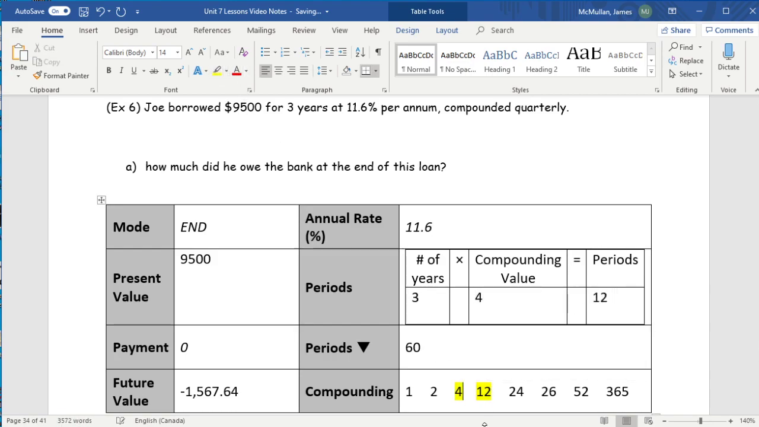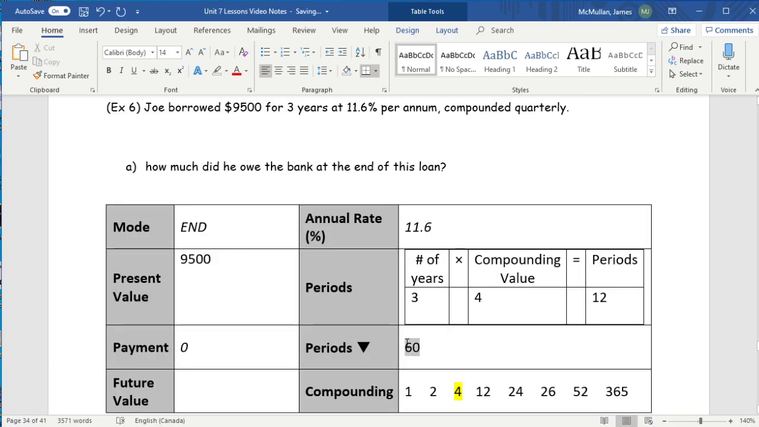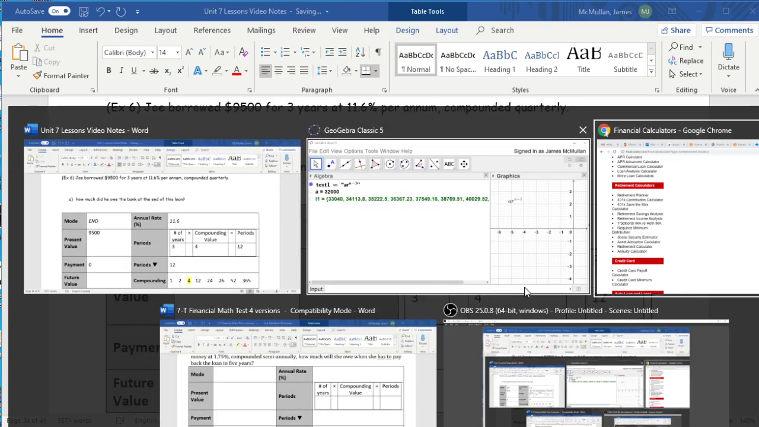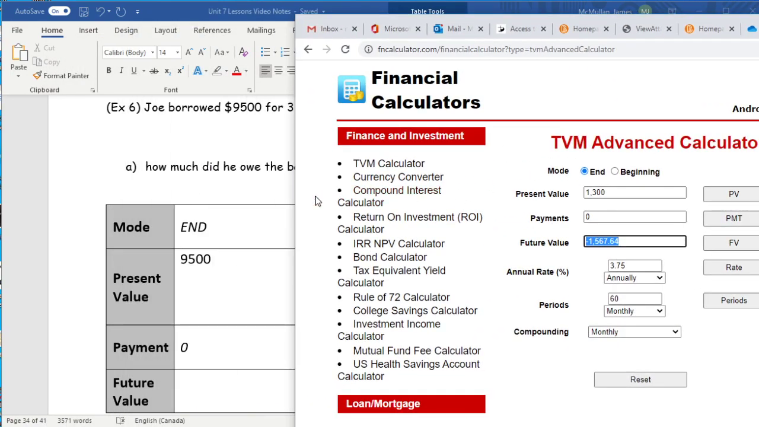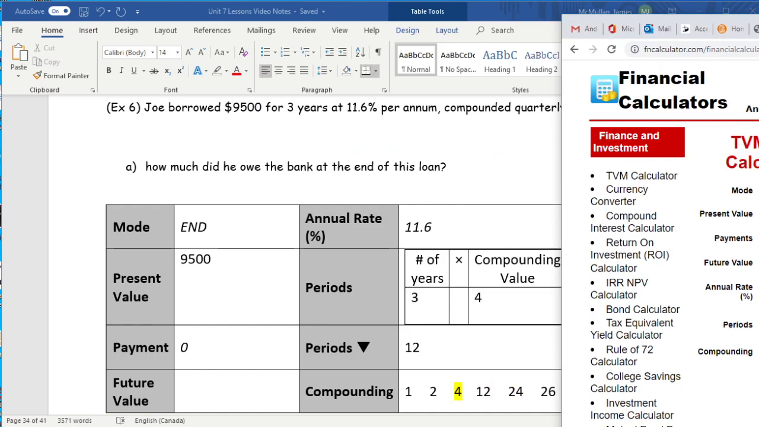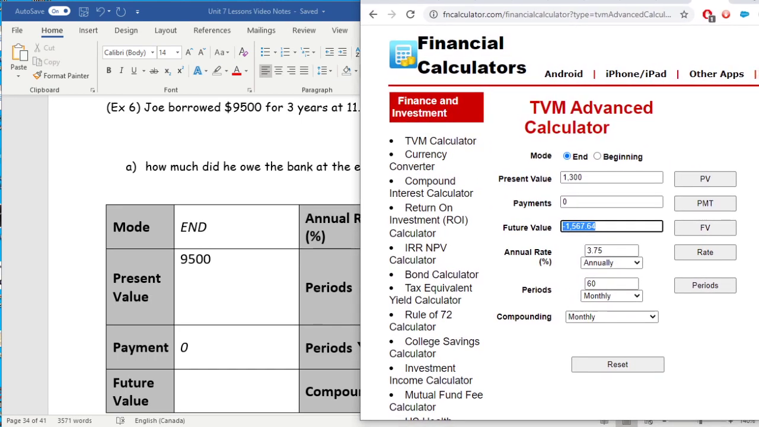So that should be highlighted. This should be removed. How much will he owe in the future? It's just a matter of typing all that in and finding it out. So 9,500, 12 periods, I should replace with 12. Okay, so let's just again put in what we know into the calculator. Move this over. Okay, so present value is 9,500.